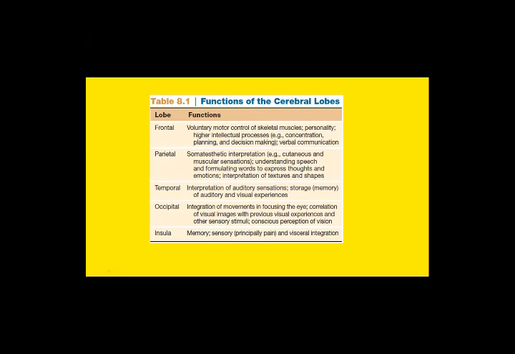Inferior to the parietal lobe is the temporal lobe. Now this is very important for the auditory sensations as well as for visual sensations. So the input is received from both the auditory cortex and the visual cortex. But the primary function of the temporal lobe is interpretation of the auditory input, whereas the occipital lobe is responsible for the interpretation of the visual input. So these are the four major lobes of each cerebral hemisphere: frontal, parietal, temporal, and occipital lobe.